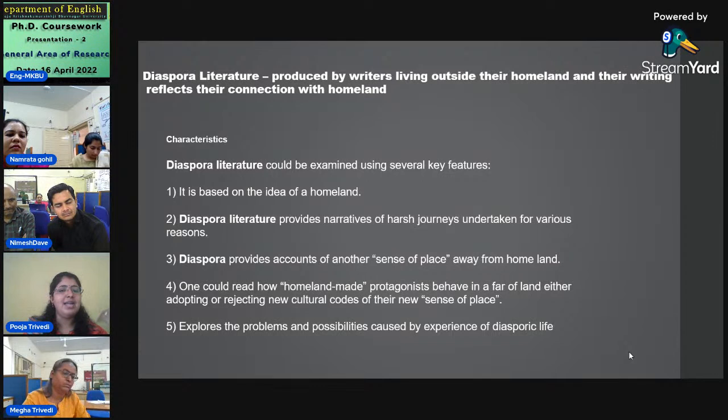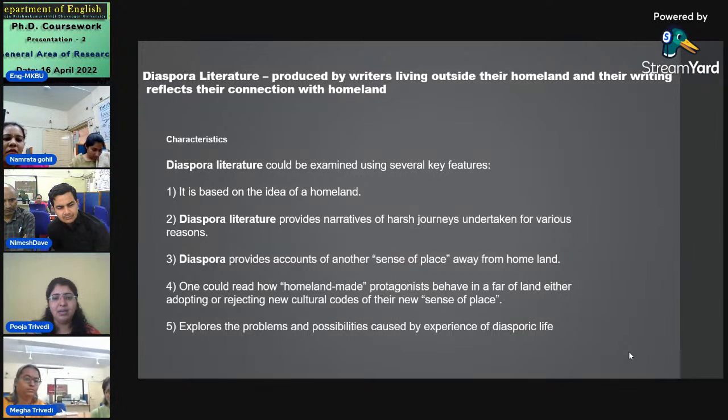Diaspora literature provides a narrative of harsh journeys undertaken for various reasons. Sometimes in real life, when we ask people how they feel going abroad, they wear a mask, not the mask of COVID, but a face mask, saying that we are very happy over here. But we know their harsh journeys. You go to America with the dream of being a billionaire and you become a car mechanic over there. These hard journeys you cannot display to others, but in literature they are reflected through the writers.